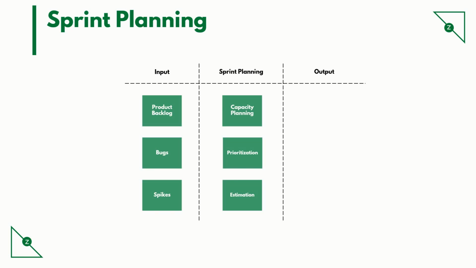So what is the output of sprint planning? A sprint backlog. A sprint backlog is a subset of product backlog. The stories in the sprint backlog are the stories that the team are committing to deliver at the end of the sprint.